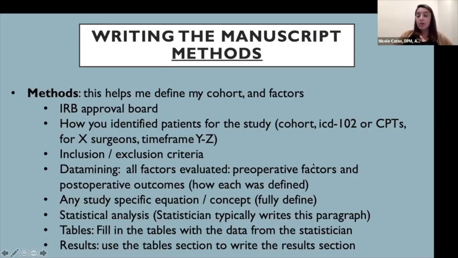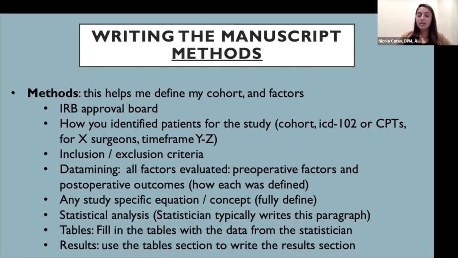And then you want to include your inclusion and exclusion criteria in this section. And then for data mining, what factors were evaluated? You want to list out what factors you evaluated and help define them, similar to what we talked about before. So you're not just going to say we data mined age. You're going to say we looked at age at time of surgery, and clearly define each factor that was evaluated and how they're defined. And then if there are any specific equations or concepts for your paper, you're going to fully define them and how this paper is evaluating them.